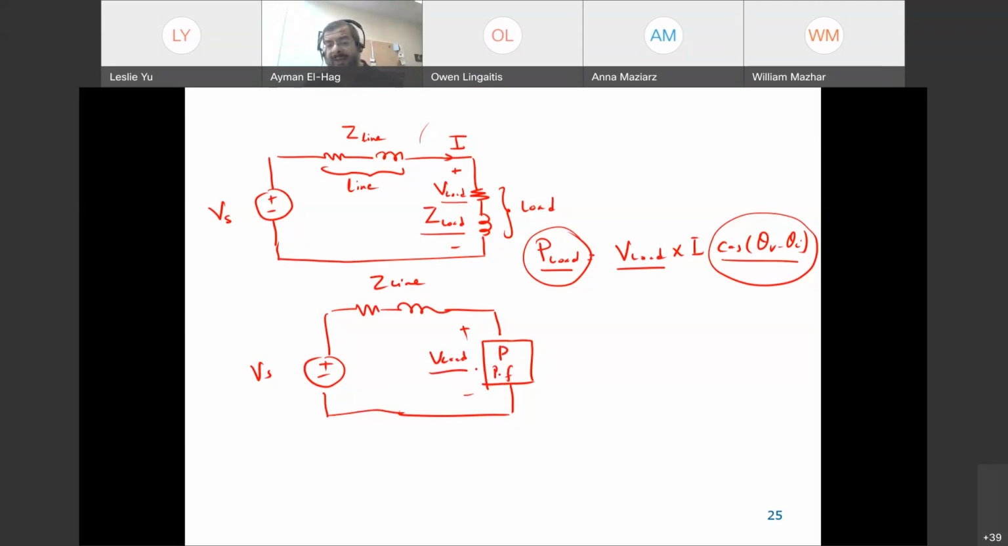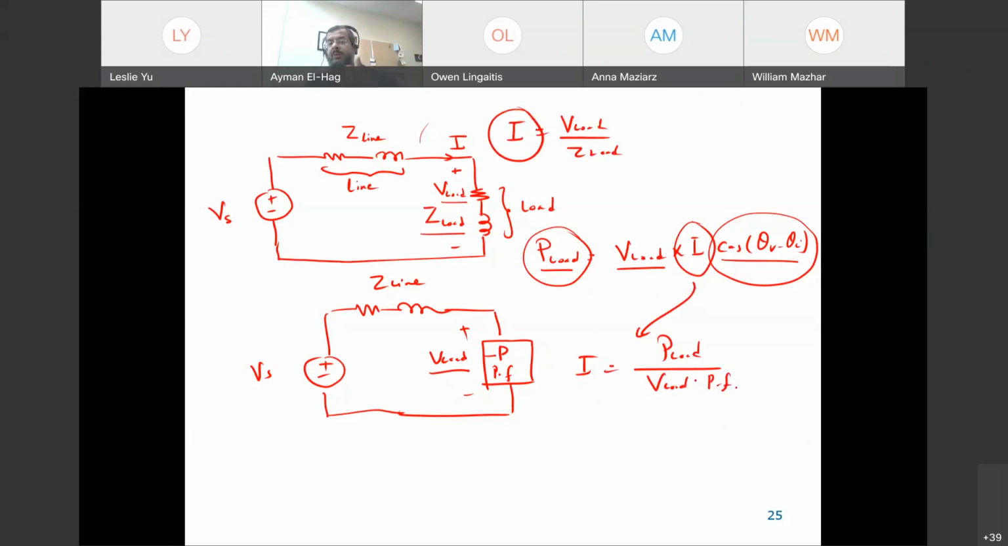Now, once I know V, P, and the power factor, I can find I. In the first case, I can find I using Ohm's law: I is equal to V of the load divided by Z of the load. So the key point is to find the current. In the second case, the current is I equal to P of the load divided by V at the load times the power factor, cosine theta V minus theta I. So in both cases, I found I.